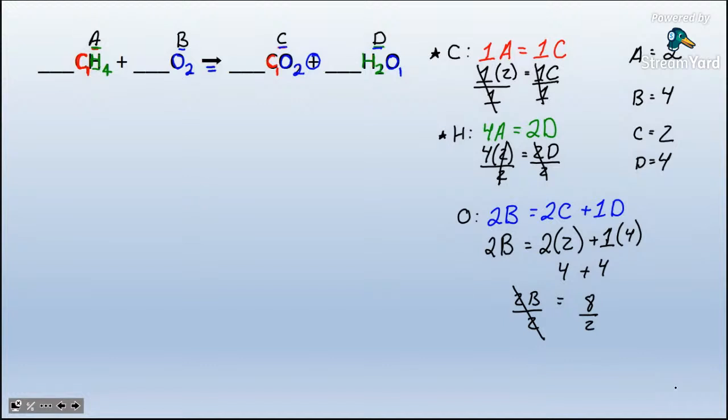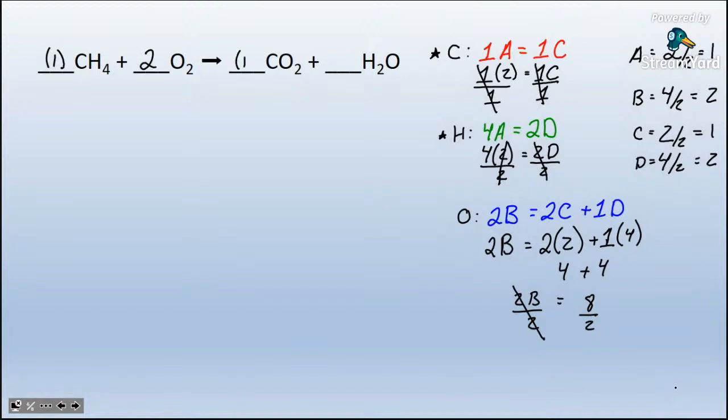Now that I've solved each equation, I look at my variables. A equals 2, B equals 4, C equals 2, D equals 4. And we look to see if we can reduce. And each one of these, I can reduce by a factor of 2. So my coefficients become 1, 2, 1, 2. And those answers now get put into my reaction equation as coefficients. So my first substance would have a coefficient of that unwritten 1. B would have a coefficient of 2. C again would be an unwritten 1. And in front of water, I would have a 2.